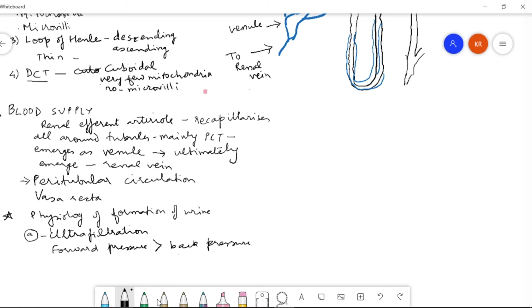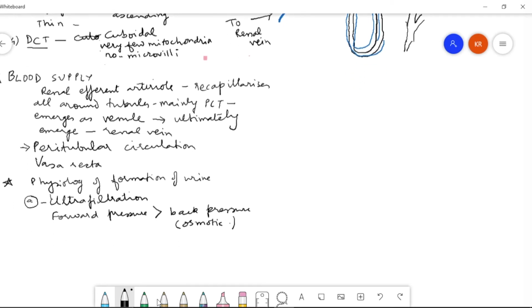The back pressure is in fact because of the osmotic pressure that it is creating. It's also because, as I told you, the diameter of the renal efferent arteriole is a little less, and therefore the forward pressure is greater than the back pressure, and therefore blood, it is very important to remember this, without cells and proteins.